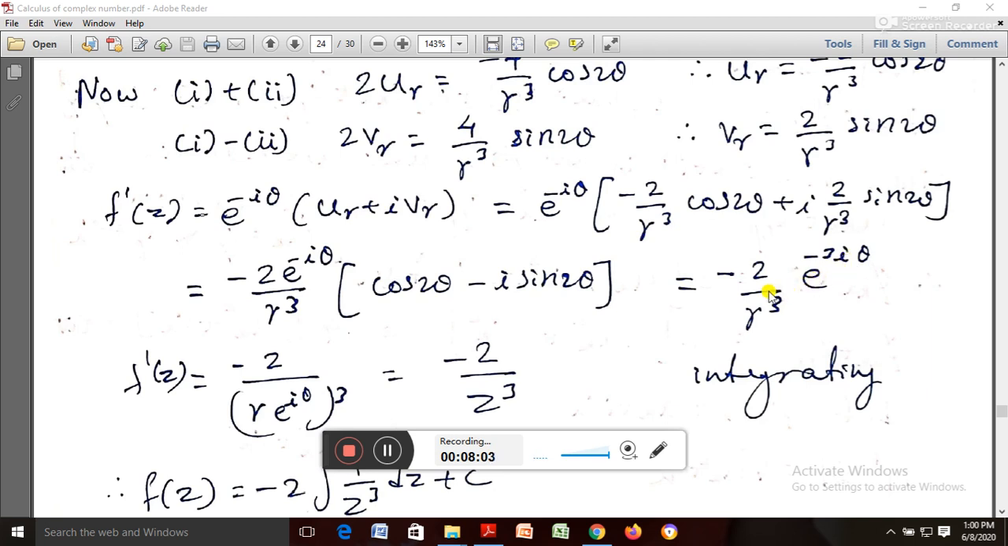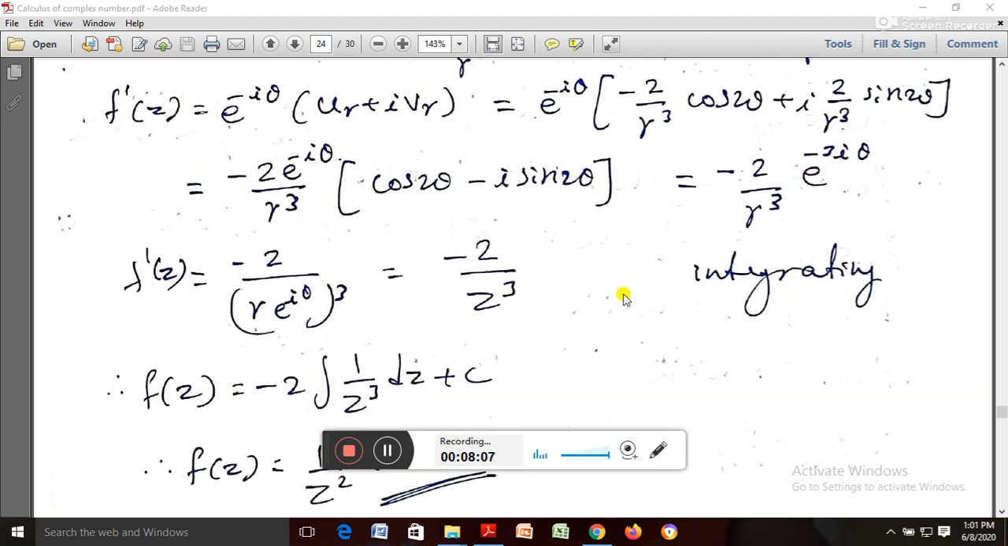Then here take e raised to minus 3iθ in the denominator, we get minus 2 divided by r cubed into e raised to 3iθ, or (r e^(iθ)) cubed. So r e^(iθ) means z, so minus 2 divided by z cubed. So we have to rearrange so that we get the z value. So f dash of z is minus 2 by z cubed.